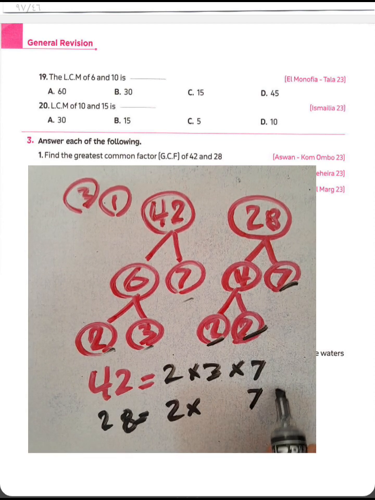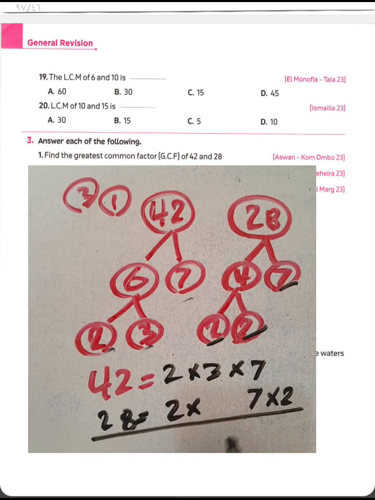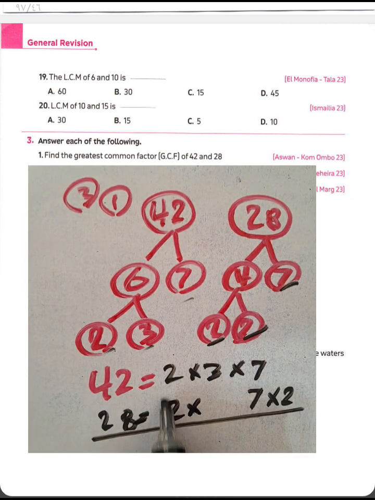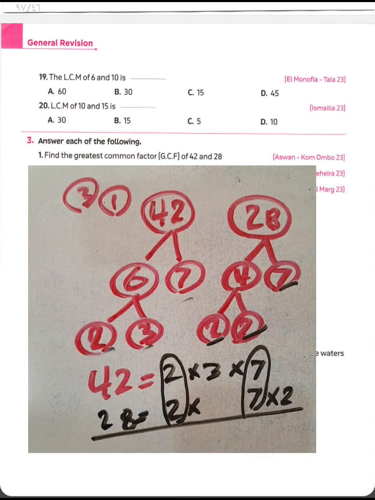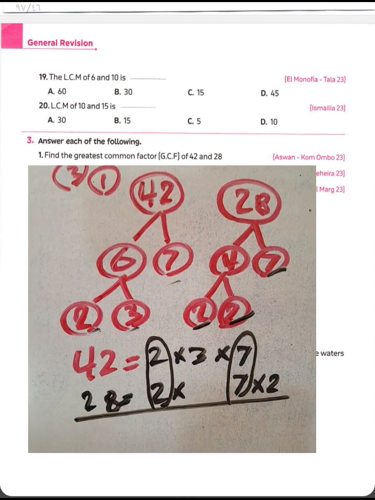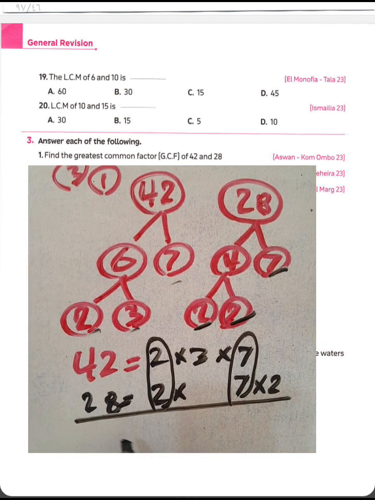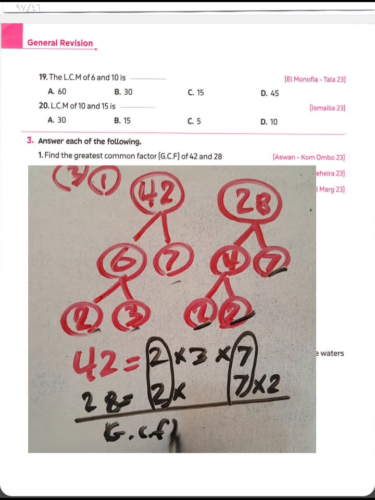7 here and 2. You must place all the digits under the similar ones. Okay, write 2 here times 7. What do we want to find in this example? The greatest common factor between 42 and 28. It will be what? 2 times 7 equals 14. The greatest common factor will be 14.